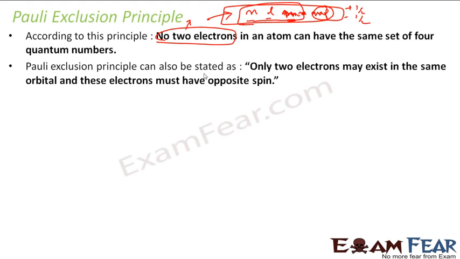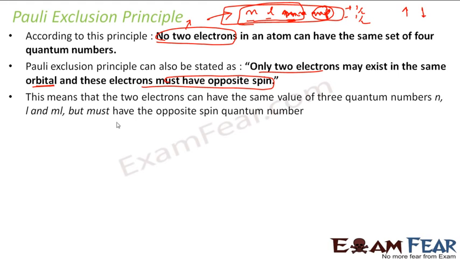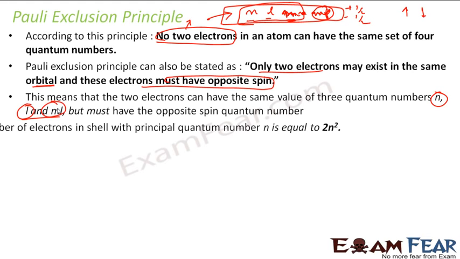It also states that only 2 electrons exist in the same orbital, and these electrons must have opposite spin. As I told, the spin quantum number has only two values, clockwise and anti-clockwise. So it says that in an orbital you can have only two electrons and they should have opposite spin. This means that two electrons can have the same value of three quantum numbers, n, l, m, but they should have opposite spin. I think we have discussed this earlier also.